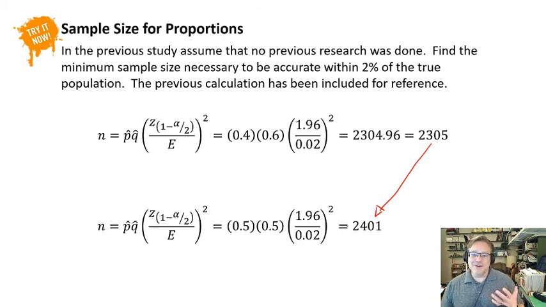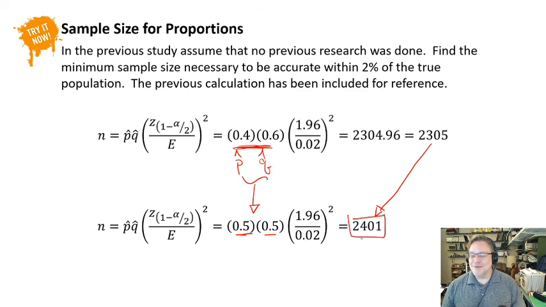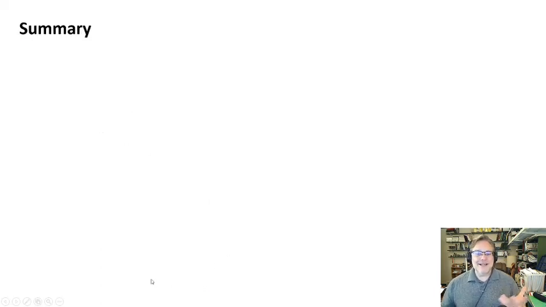So if you have no idea what any previous findings are for p hat or q hat, then you have to go with this worst case scenario of 0.5 and 0.5 as far as getting an accurate confidence interval based upon a certain number of samples. And so more samples are needed when you're not sure what the results are going to be. Okay, so that's essentially what we were doing here.